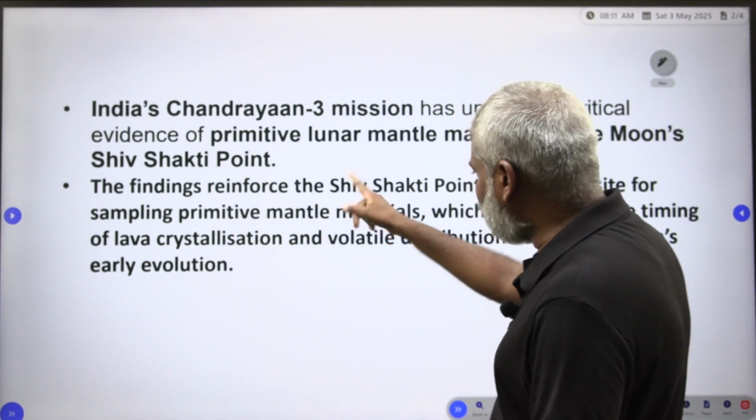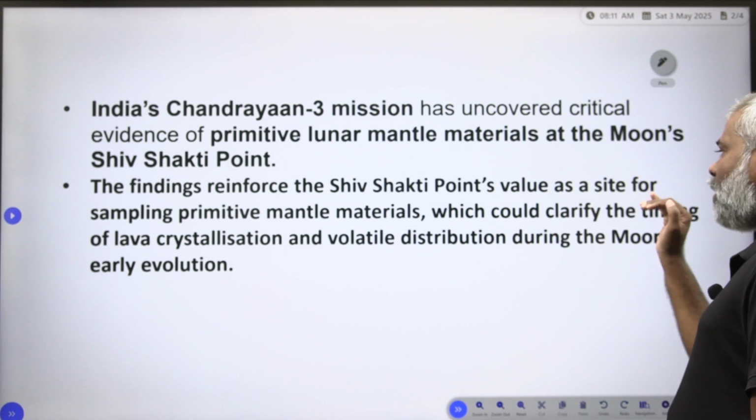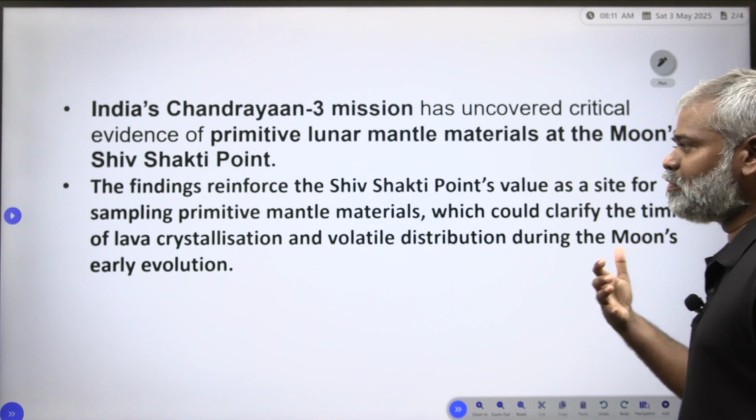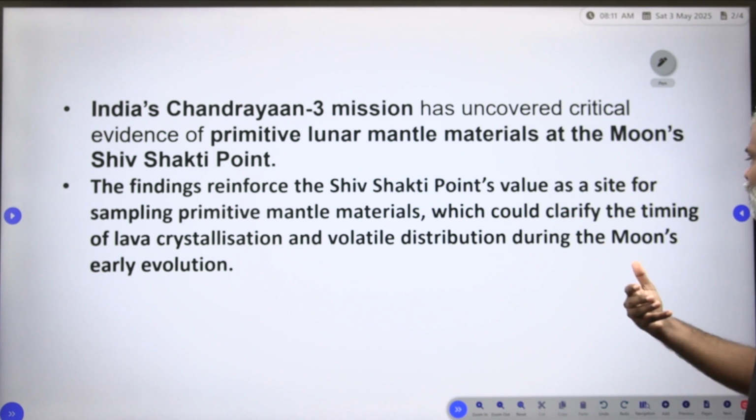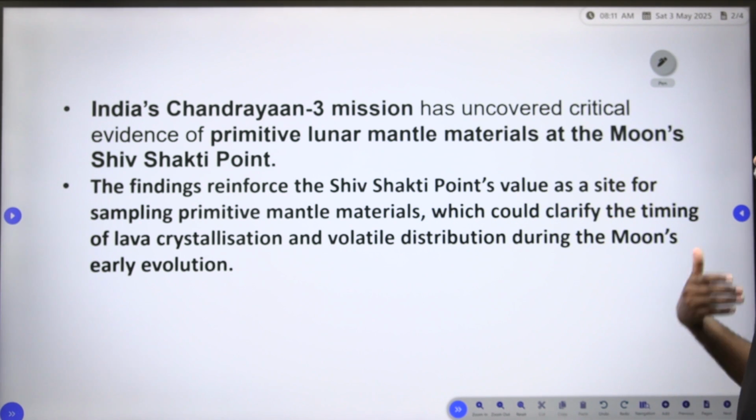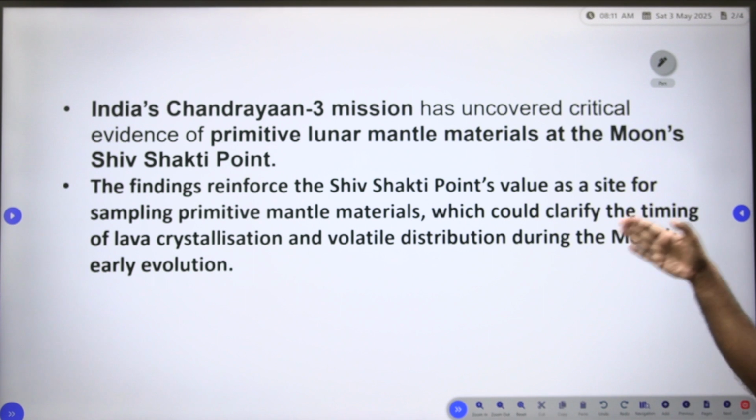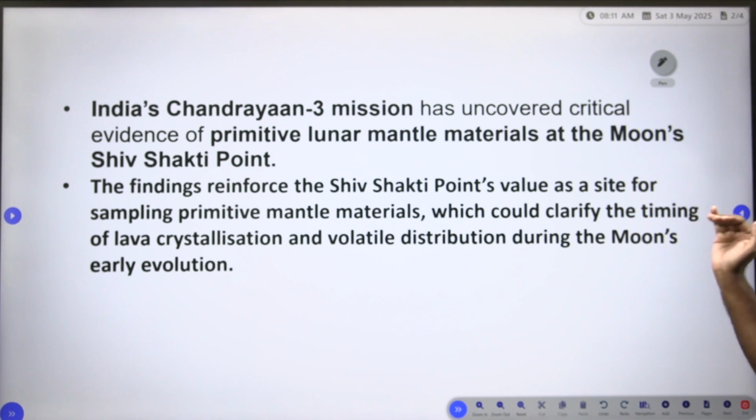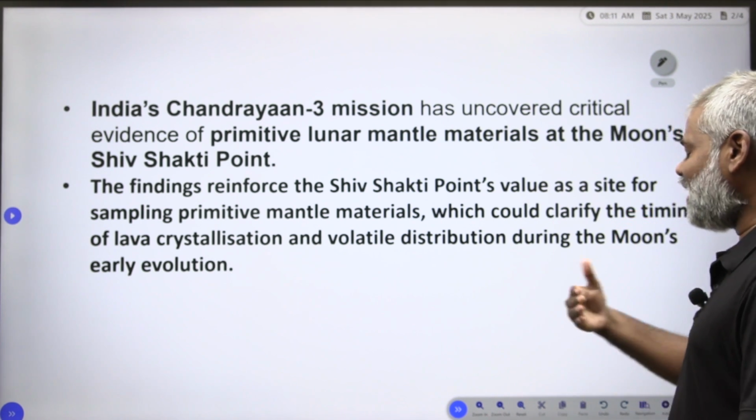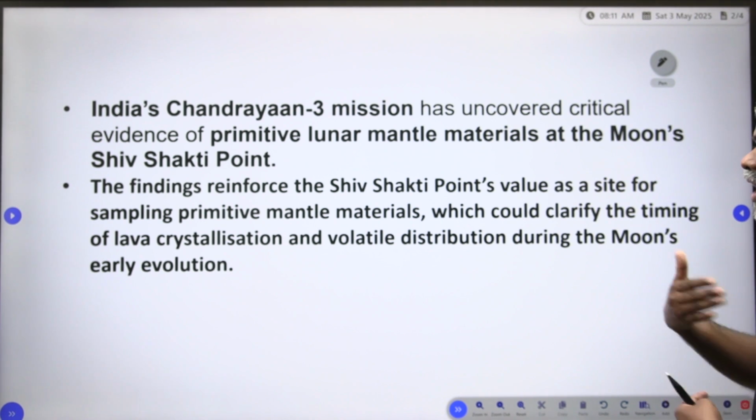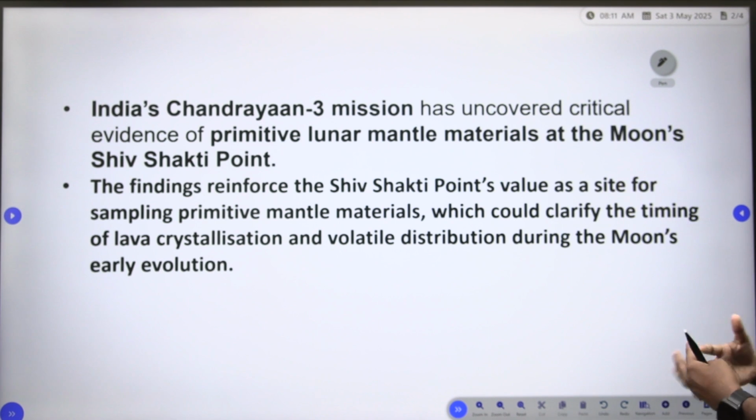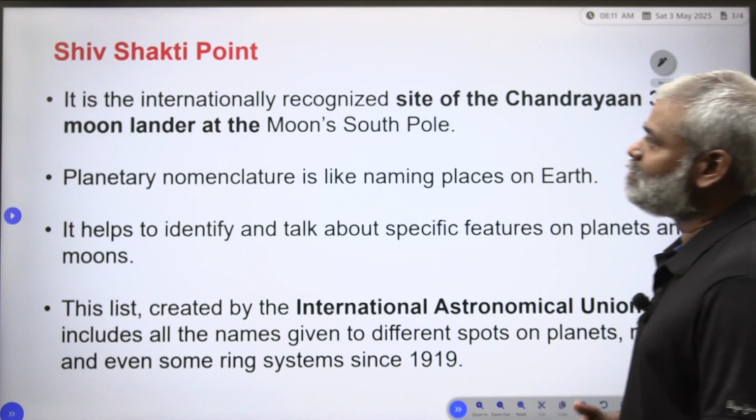The findings reinforce the Shiva Shakti point's value as a site for sampling primitive mantle materials, which could clarify the timings of lava crystallization and volatile distribution during the moon's early evolution. When the moon evolved, due to lava crystallization and volatile distribution, we have to confirm it by uranium dating technology.